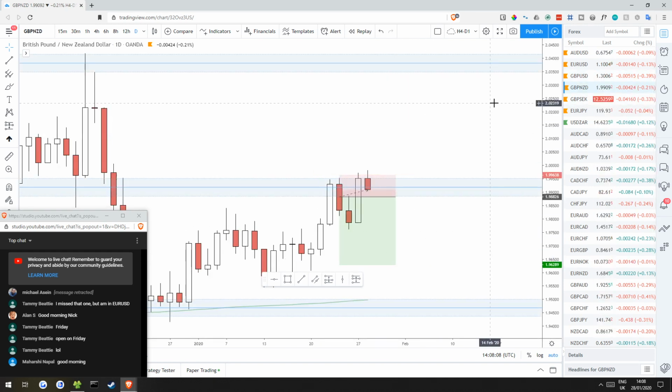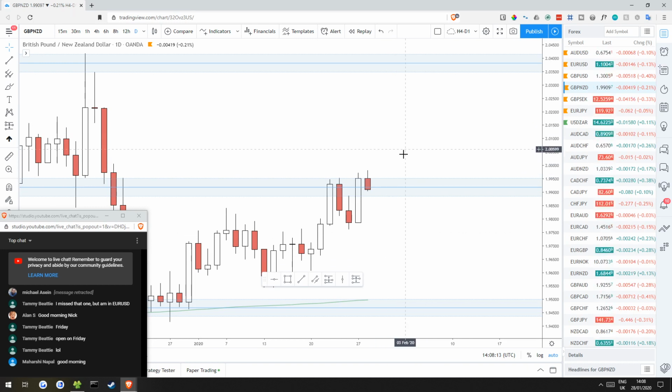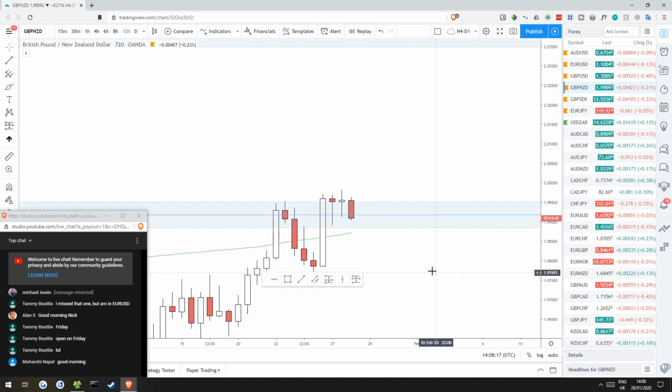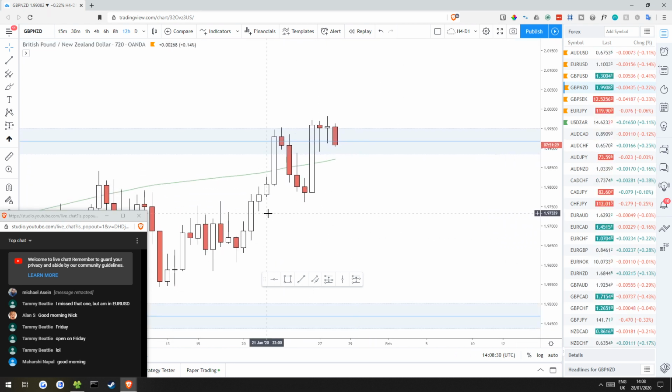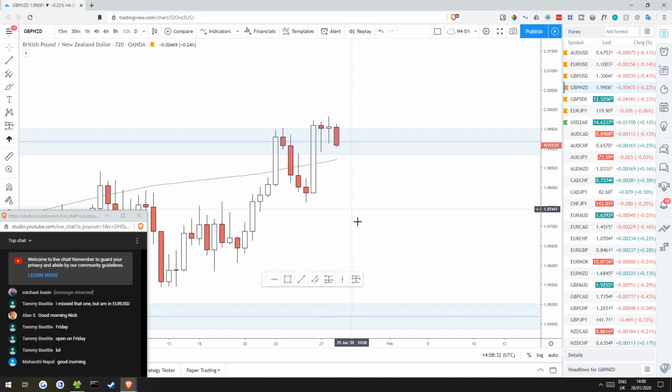GBPNZD, this is another setup that I shared last week. Now this one, again, it just depends on the size of your stop loss. If you had a wider stop loss, you might still be in it. But I imagine most people probably would have closed out on Monday when it came flying back up. But I don't know.